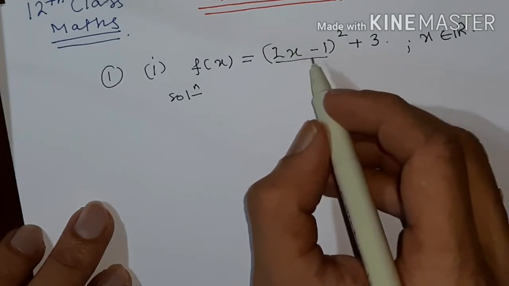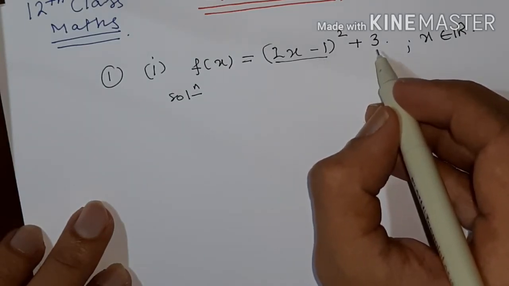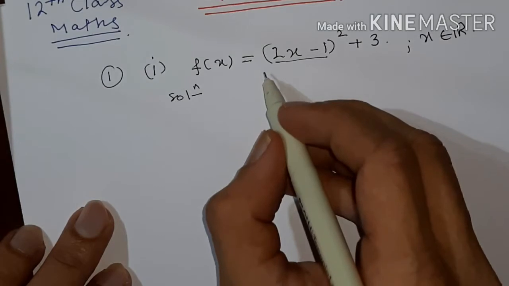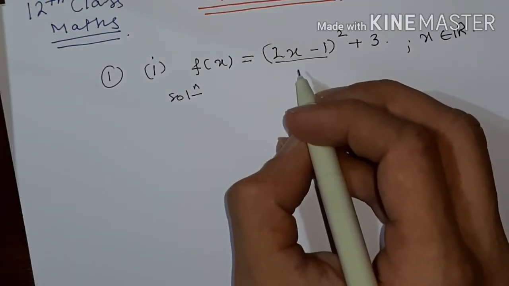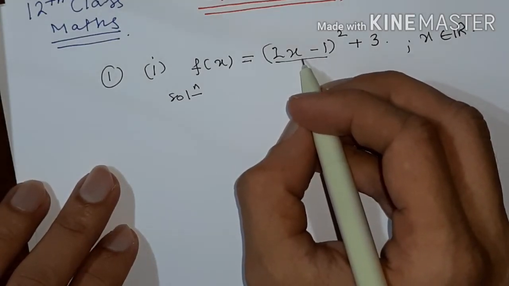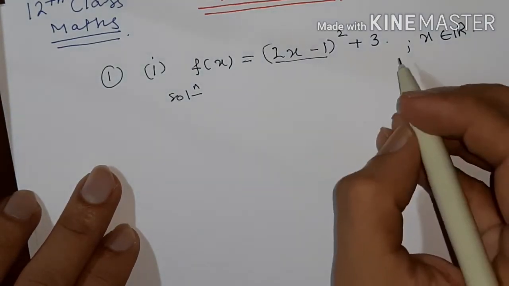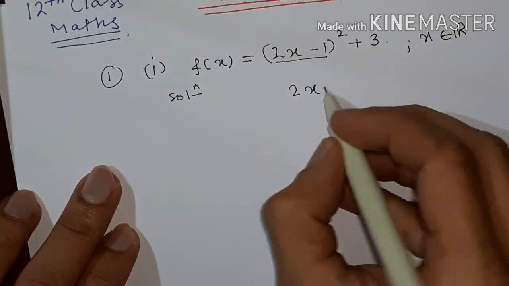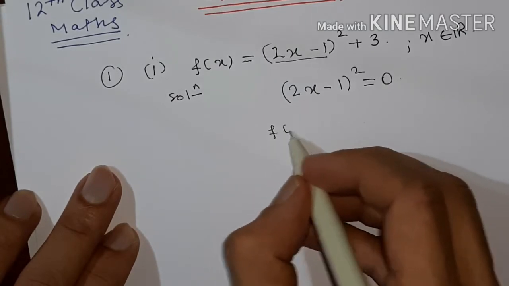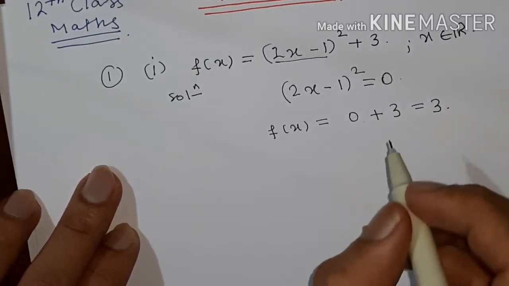If this becomes 0, what will happen? You will get 0 plus 3, which is 3, right? And so here the function becomes minimum, not maximum. If we take (2x minus 1) the whole square as 0, f(x) will be equal to 0 plus 3, which is equal to 3.